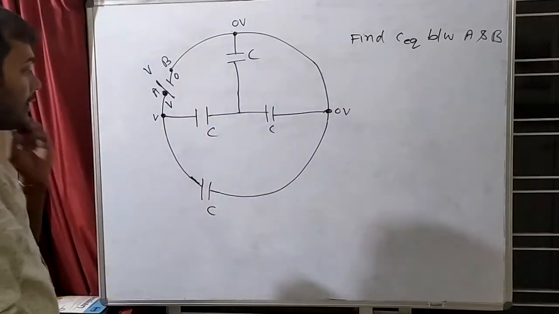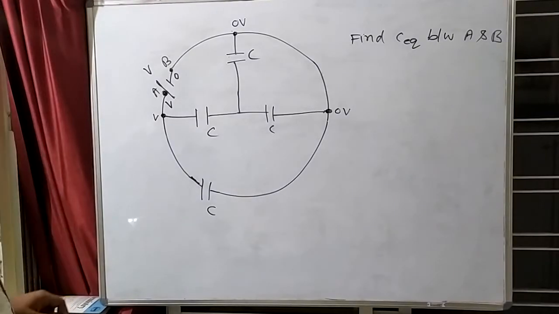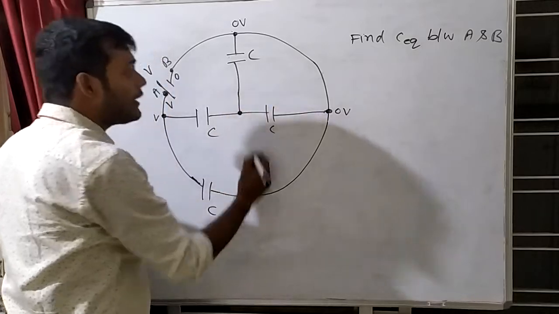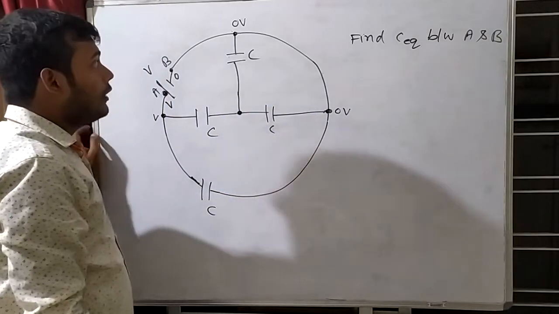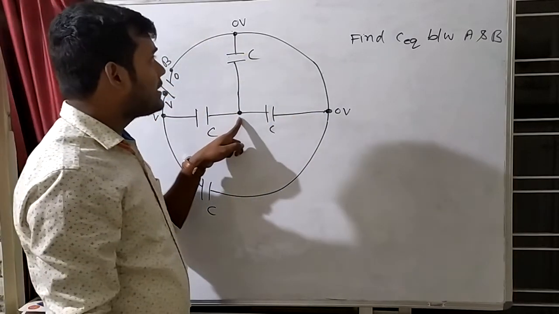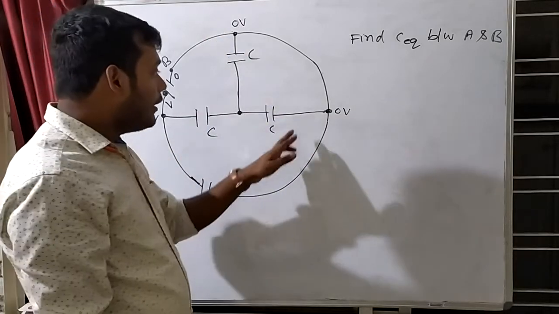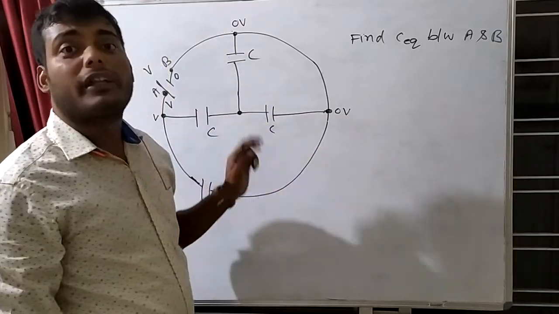This will be how much? 0 volt. Clear? Now see, do you know what is the potential of this point? Will this point potential be 0 volt? No. Why? Because here a capacitor is connected. That's why we don't know what is the potential of this point.